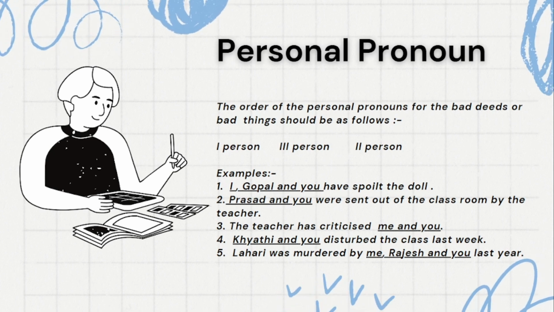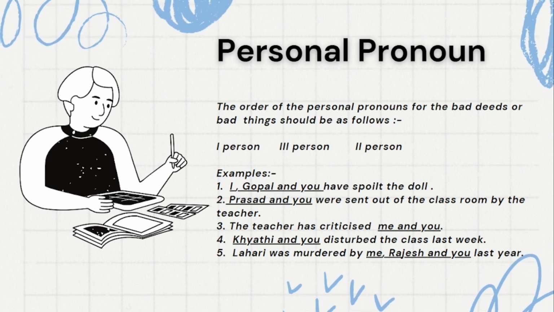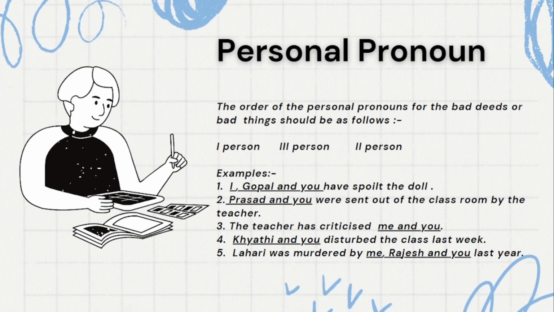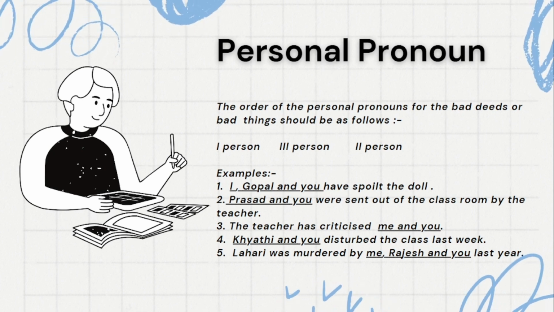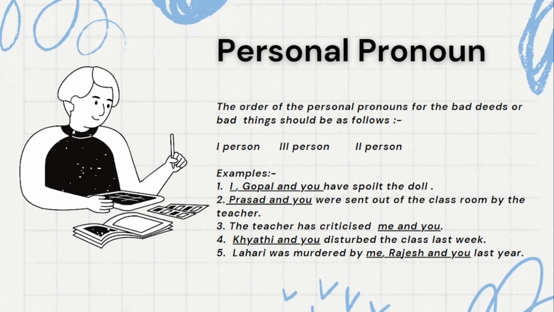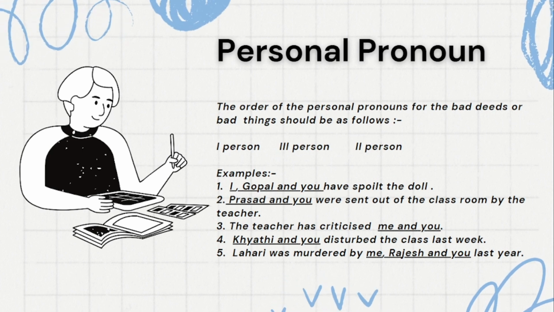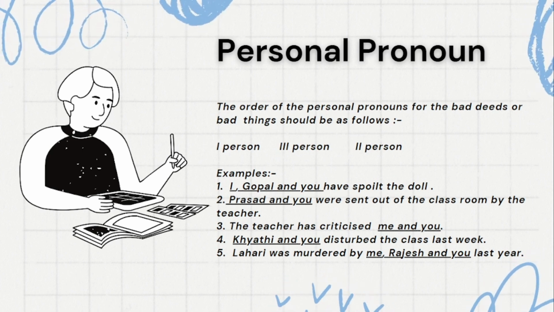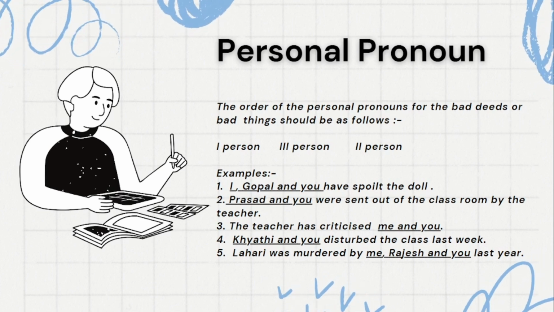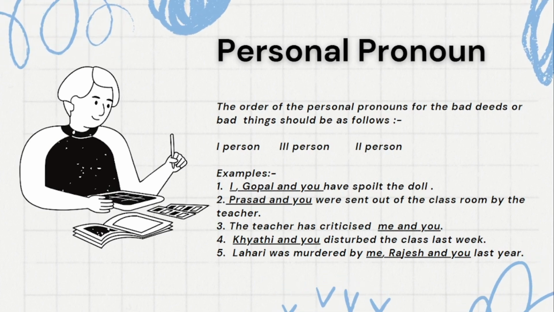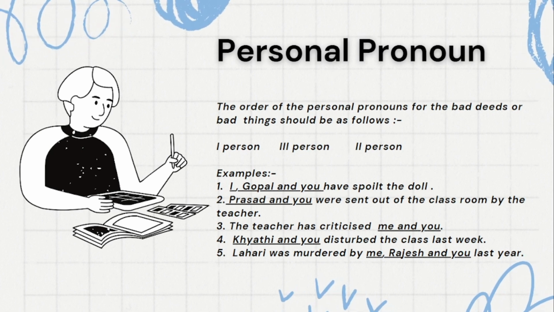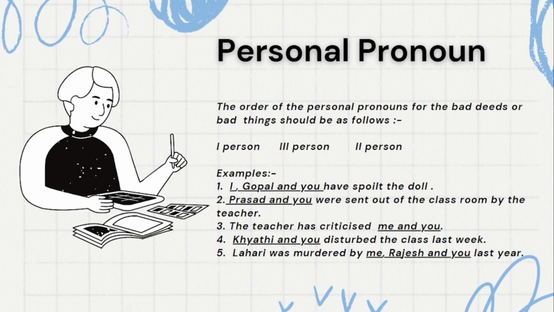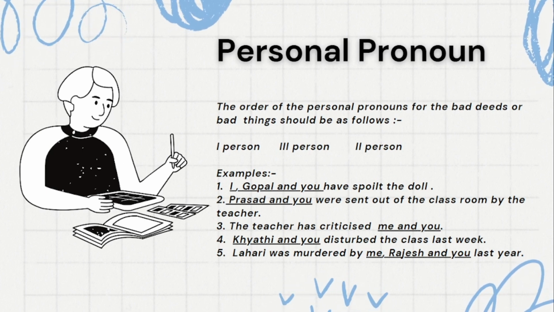First, check whether the sentence expresses a bad activity or not. The sentence expresses a bad activity, that is criticize. Then, what is the order of personal pronouns? First person, third person, and last second person. In this sentence, what is the object? The teacher is the subject, has is the helping verb, criticized is the main verb, and me and you are the object.